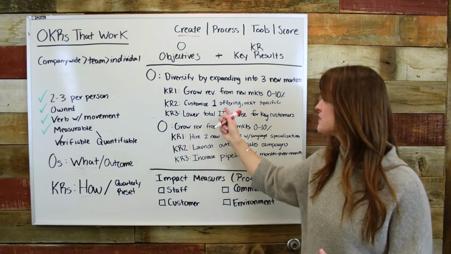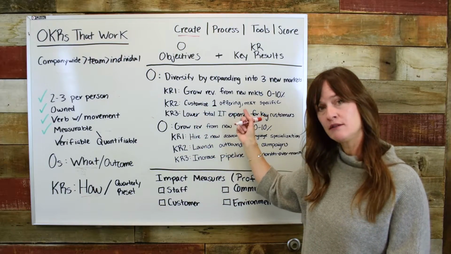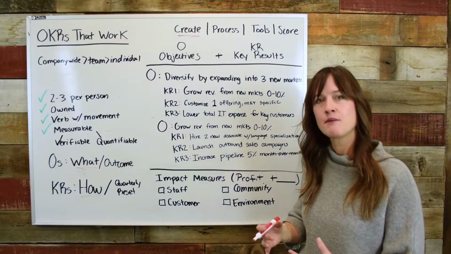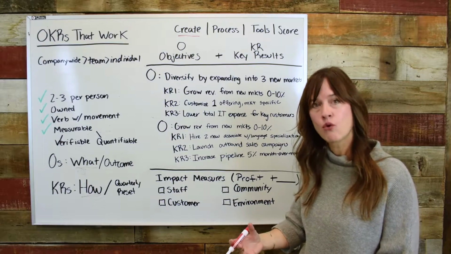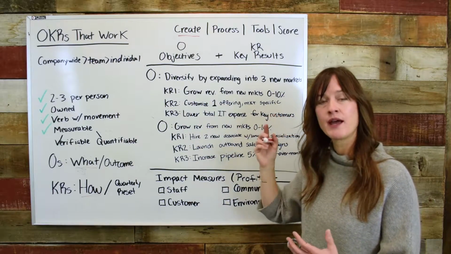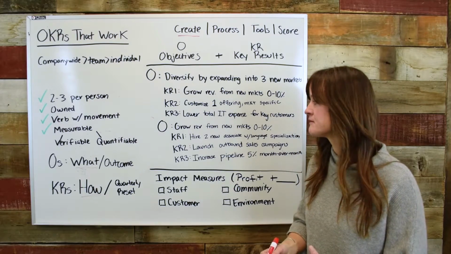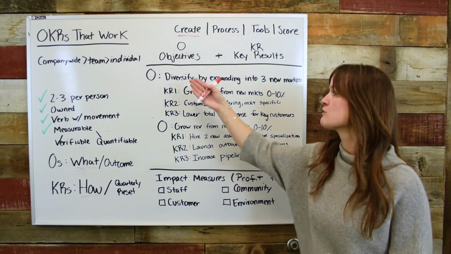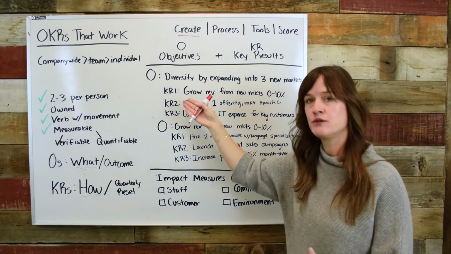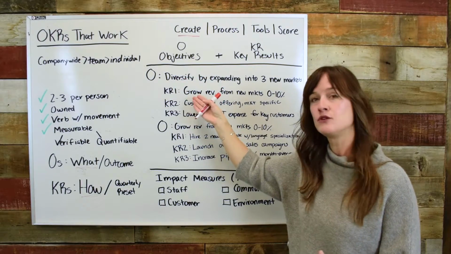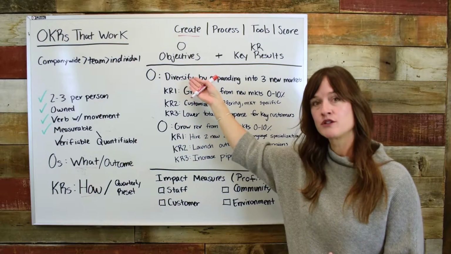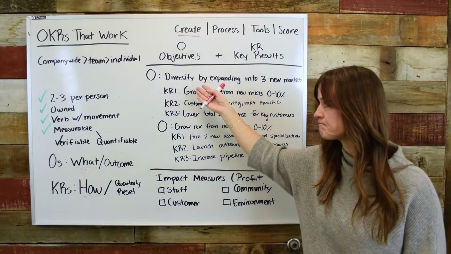Differently, you might have something like customize one offering, which is more of a project, and that might be something that you could get done in a quarter, in which case that KR would go away and I would replace it with something else. So again, when we talk about OKRs, we're talking about a unit of an O and then a handful of key results I must deliver in order to achieve the outcome.